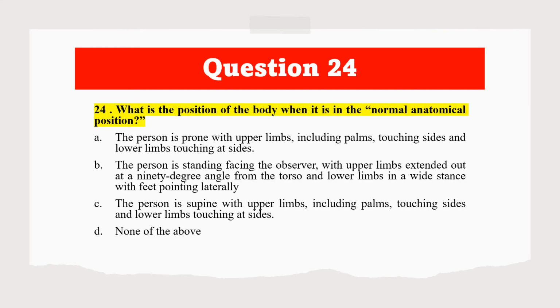Number 24. What is the position of the body when it is in normal anatomical position? A. Person is prone with upper limbs, palms touching sides, and lower limbs touching at sides. B. Person is standing facing the observer with upper limbs extended out at 90-degree angle from torso and lower limbs in a wide stance with feet pointing laterally. Or C. The person is supine with upper limbs, palms touching sides, and lower limbs touching at the sides. Or D. None of the above. So the correct answer is none of the above.